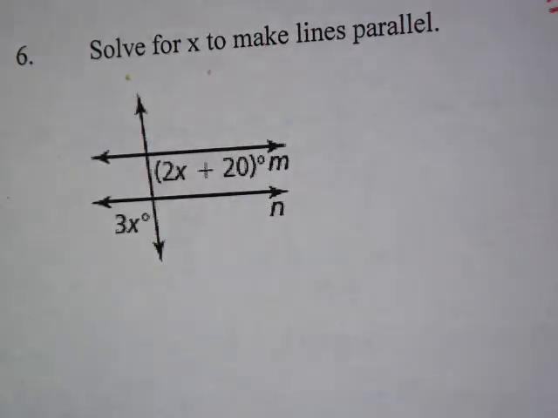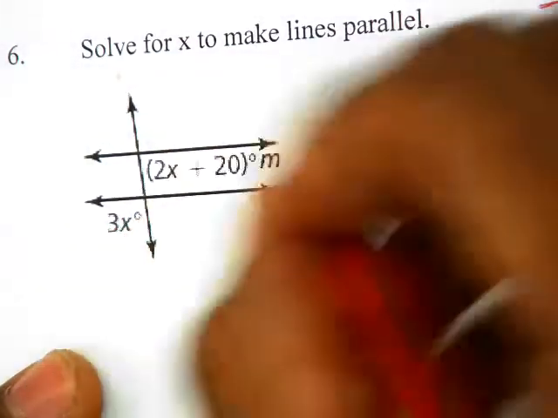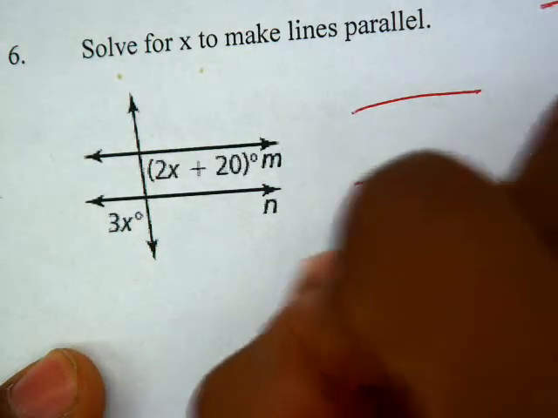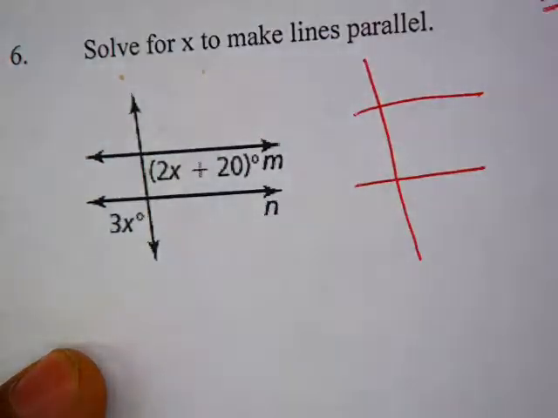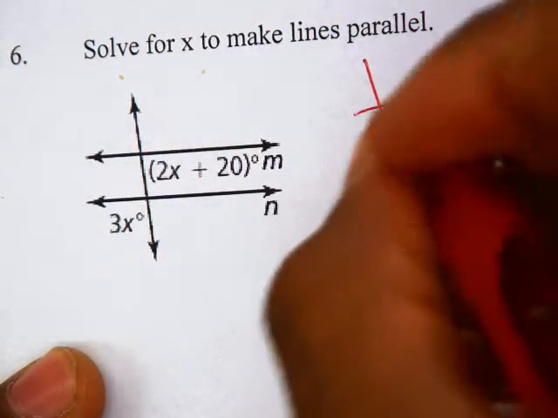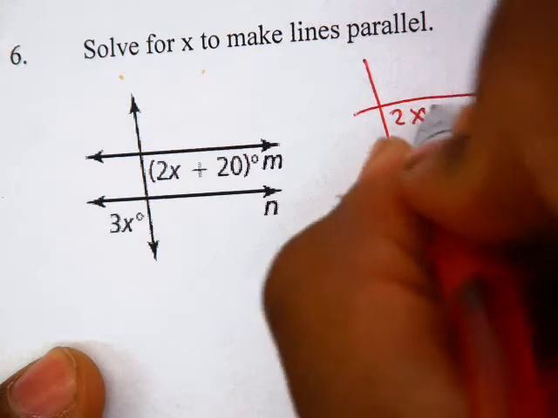Number 6 is a little trickier because it's not any of the angles we know. These angles here that are marked are not corresponding. They are not same side interior. They're not alternate interior, and they're not alternate exterior.